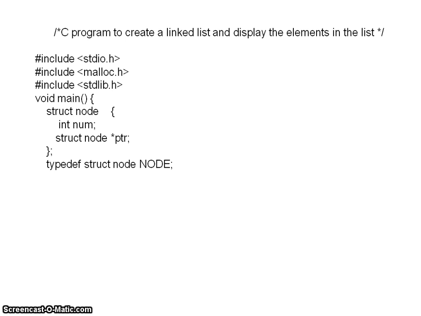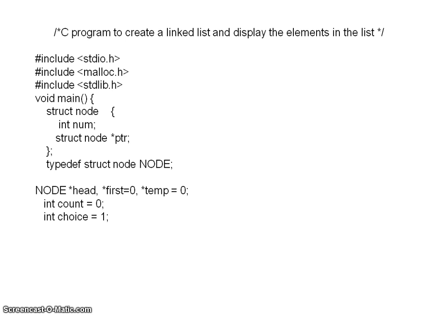The next thing we have to decide are the variables: what kinds of variables we are going to use in this program and what are their data types. In this program we are going to use two types of variables, one of node type pointer variables and another of integer type variables. So we have declared three pointer variables of node type: head, first and temp. We have initialized first and temp as 0.